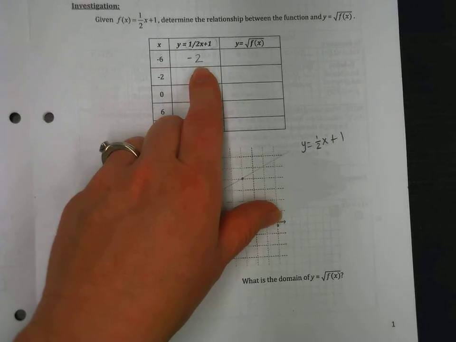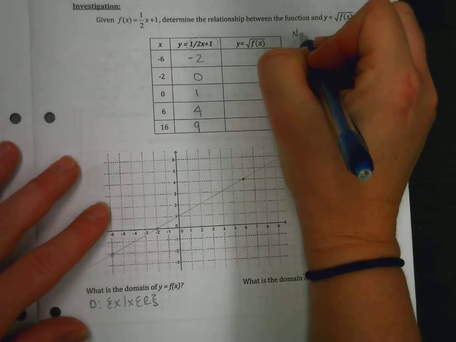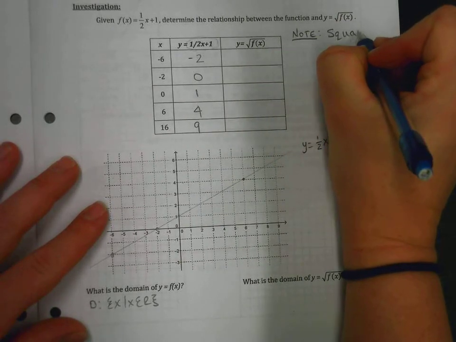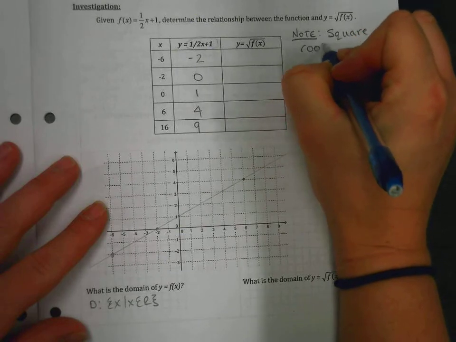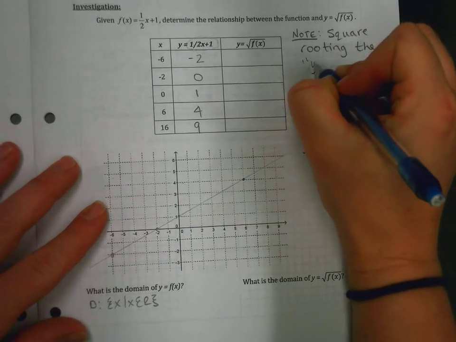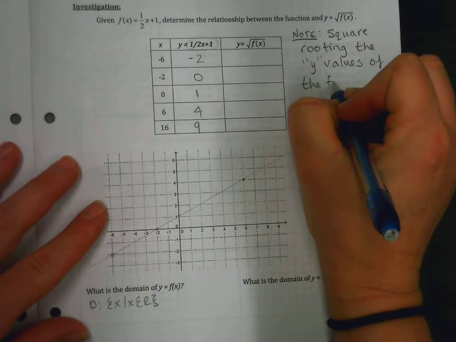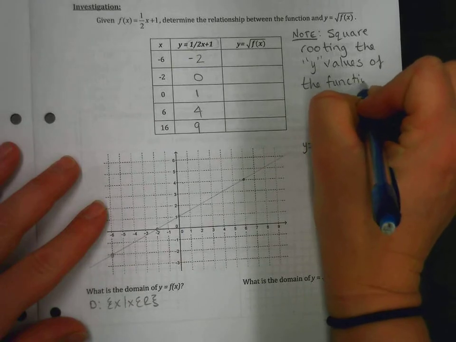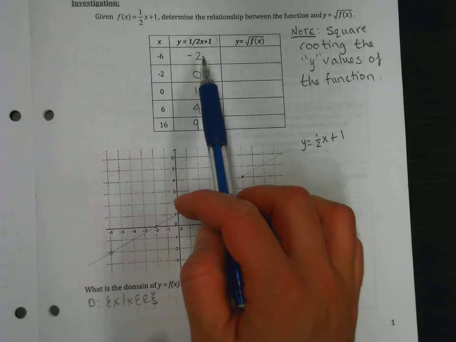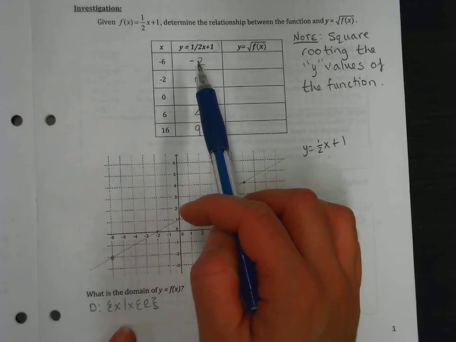Key note: we are square rooting the y values of the function. Well, technically, we cannot take the square root of any negative value. So any point where our y values are negative, the square root of that function is going to be undefined or does not exist, right?